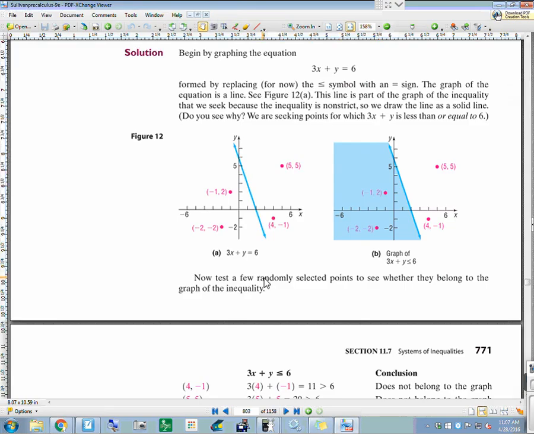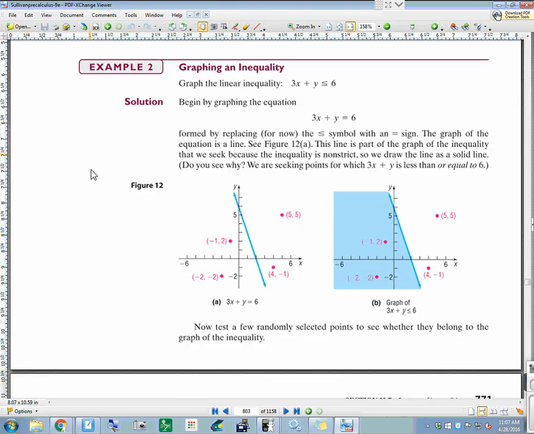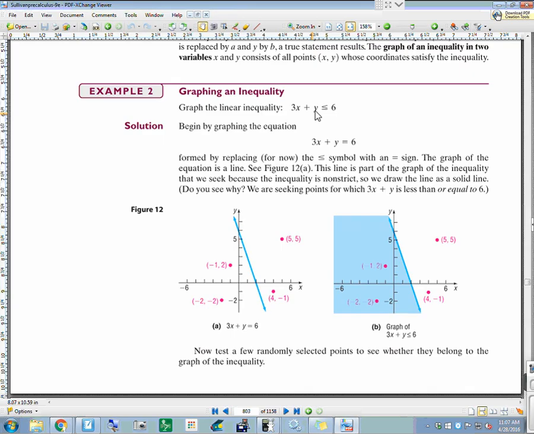But whenever you do this, always put it in the form of a function so that you know what y is being compared to. So when I'm looking at something like this, that means y is going to be less than or equal to negative 3x plus 6. Make sure you put it in that form. Otherwise, it's going to be hard to know where to shade. Do I shade above or below?